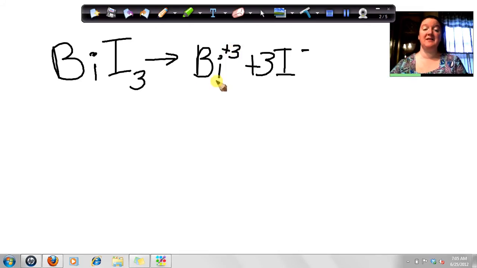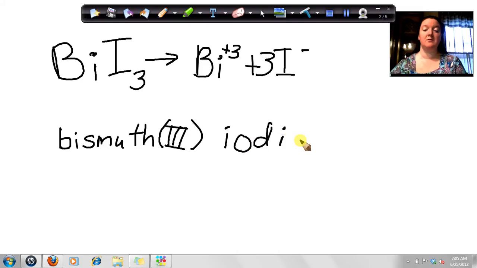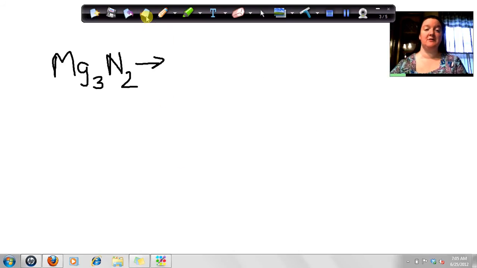Now, because bismuth has more than one possible charge, we have to write it with Roman numerals after it to tell us in the name what the charge is. So we have bismuth, and then because it has a +3 charge, we're going to use the Roman numeral 3, and then we're going to have our iodide. So because the bismuth has more than one possible charge, we have to write the Roman numerals with it to designate its charge in its name.